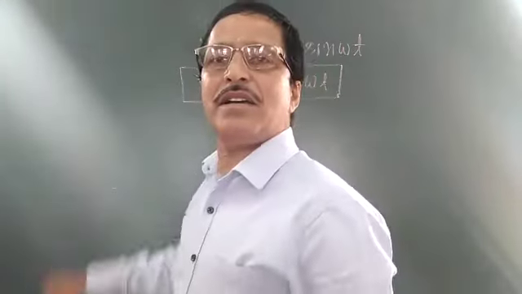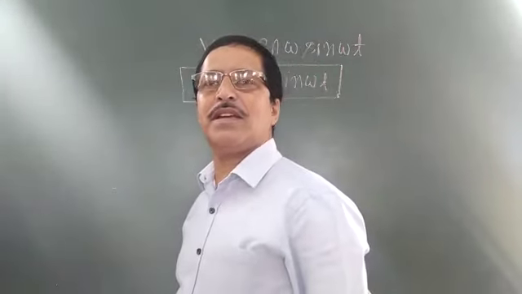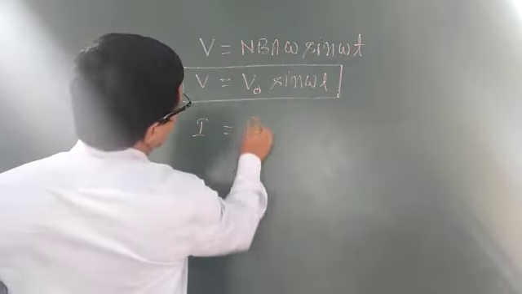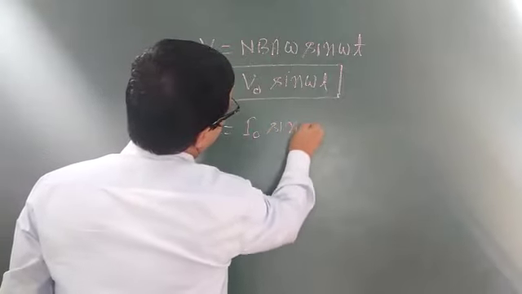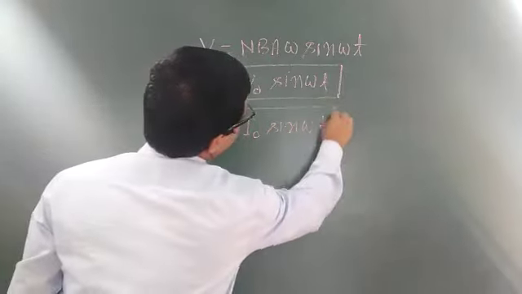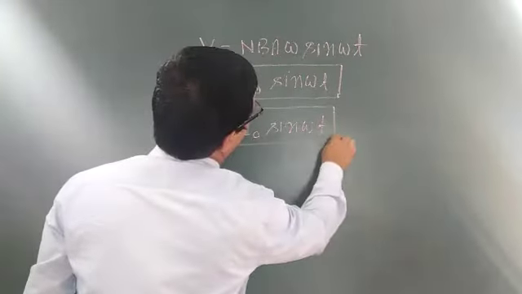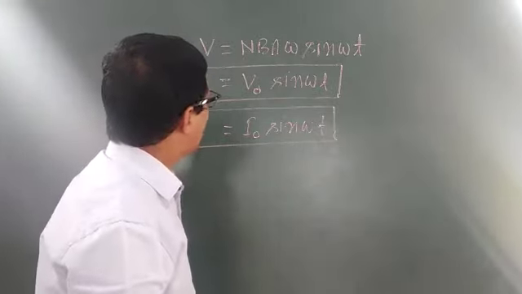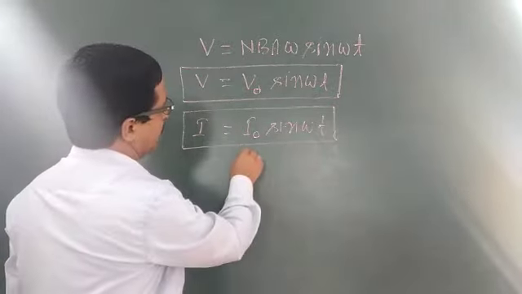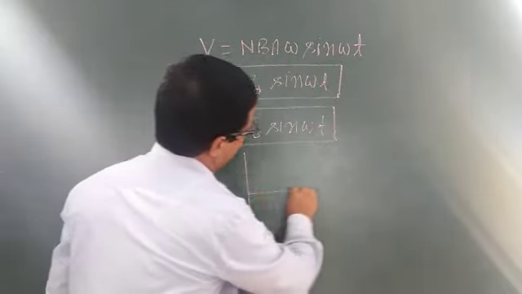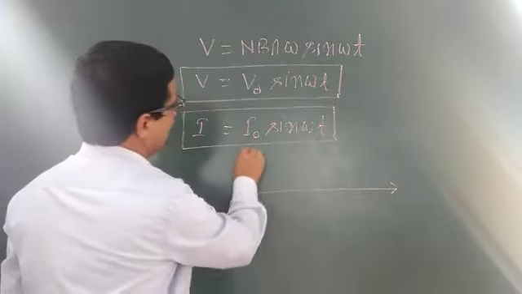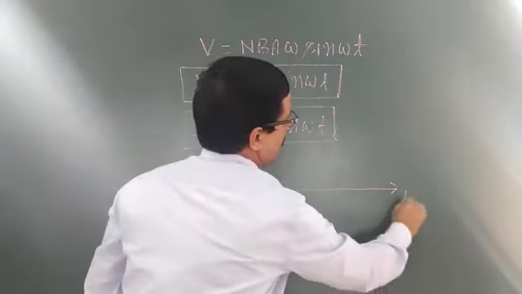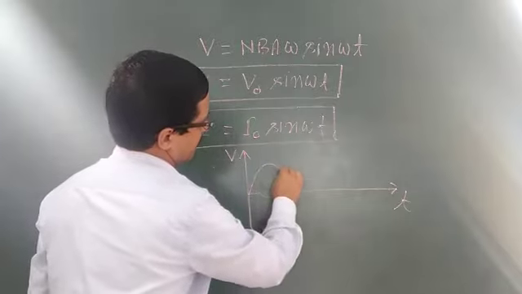The corresponding current that will flow in the circuit will be given by I equal to I0 sin omega t, where I is the instantaneous value of the current and I0 is the peak value of the current. If we plot a graph between time and voltage, or current and time, then the graph will be a sine curve like this.